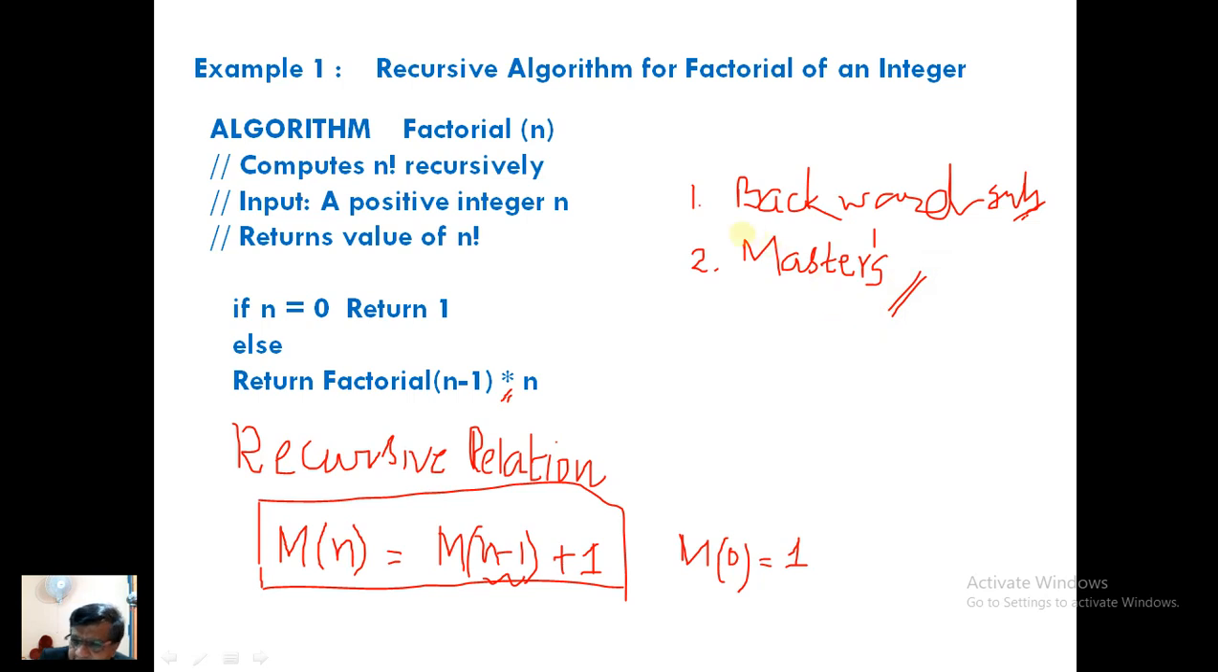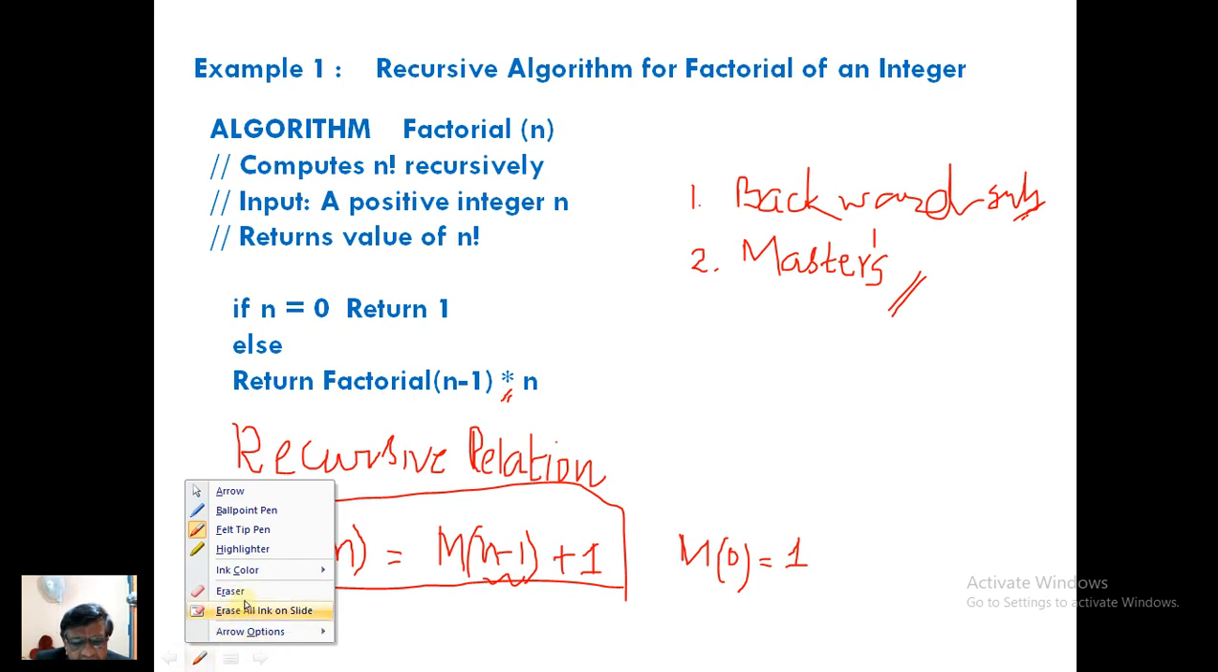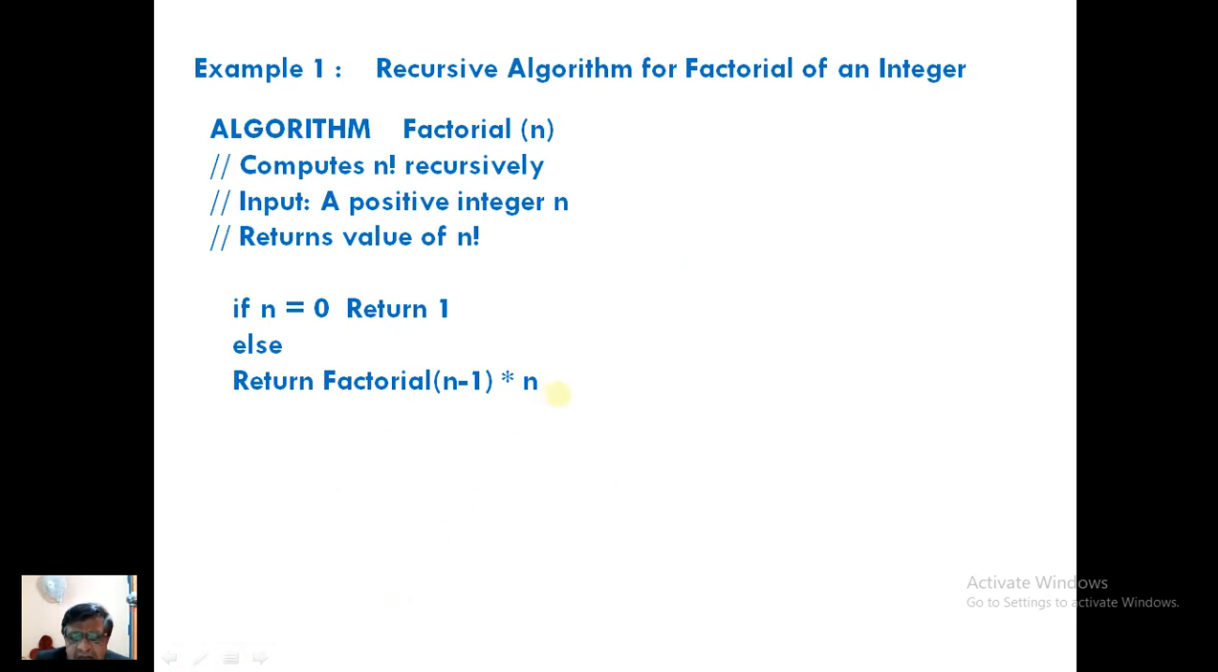Master's theorem. But anyway, my listeners are requested to be informed that there exist two methods. One is the backward substitution method, the other one is Master's method, and here we can apply the backward substitution method very easily, and we will continue with Master's theorem wherever it is applicable. Till then we will use only the backward substitution method.